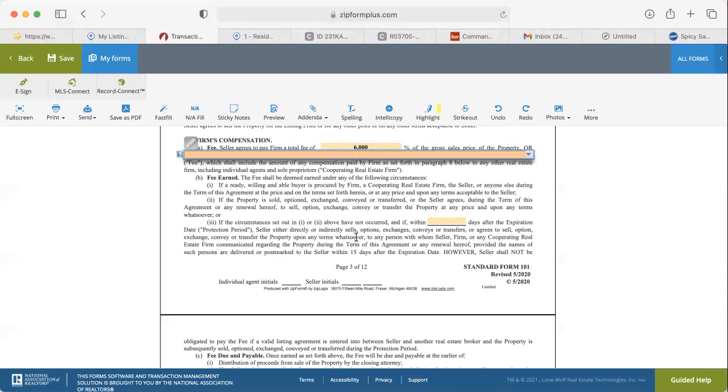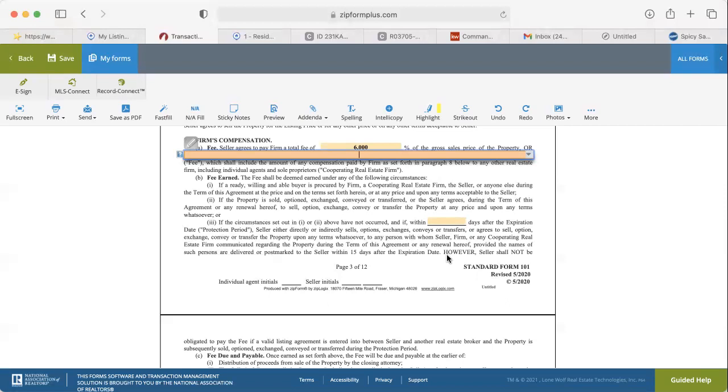But it does have a requirement that the listing agent has to provide the names of those people and deliver them or postmark them to the seller within 15 days after the expiration date. So let's say Nancy comes and looks at the property 5 days before it expires. And then it expires and the seller does not relist the property with another firm. And Nancy contacts the seller directly and says, Mr. Seller, I can go ahead and make you an offer on the property.